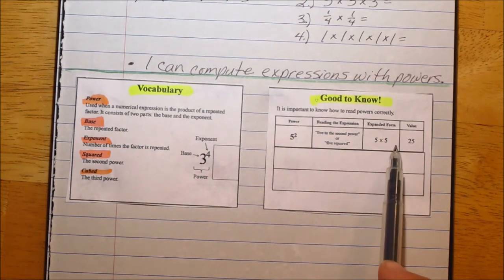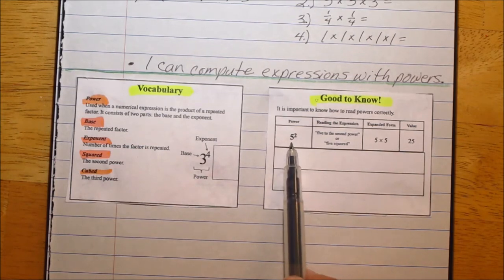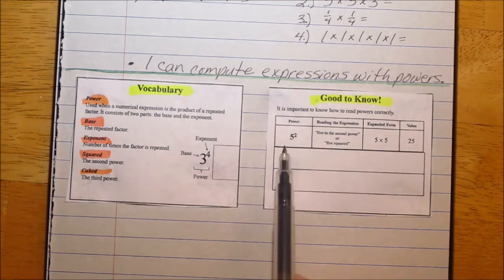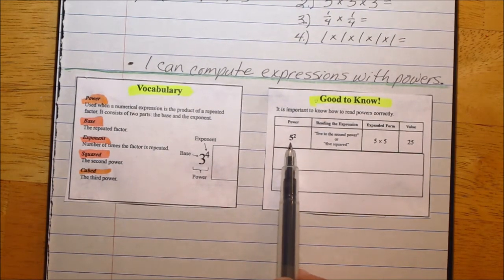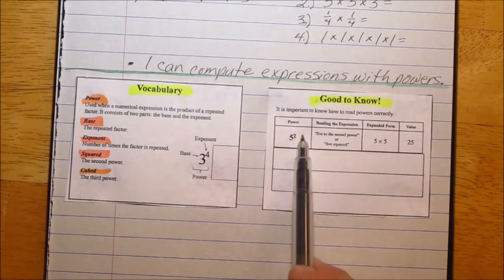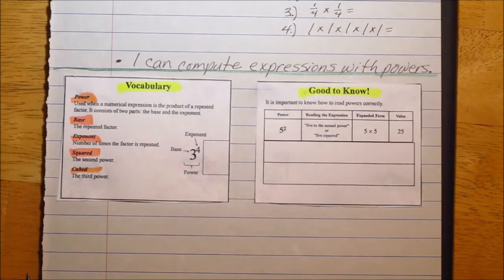Expanded form is 5 times 5 because the exponent tells me that this is 5, 2 times. That's what the exponent tells me the base is. The exponent tells me how many times I'm multiplying the base. So in this case, I'm multiplying the base of 5 2 times. So 5 times 5. So the value of 5 squared is 5 times 5, which we know is 25.